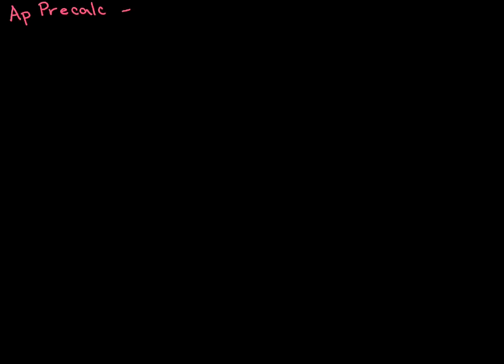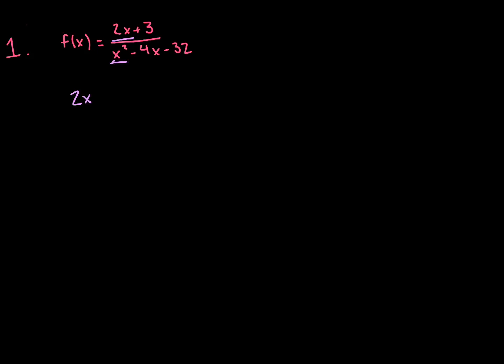Hi guys, today we'll be talking about AP Precalc 1.7b, rational functions and end behavior. For our first equation, we're going to take our leading coefficients and put them over each other. Then, once we do this, we are going to simplify.